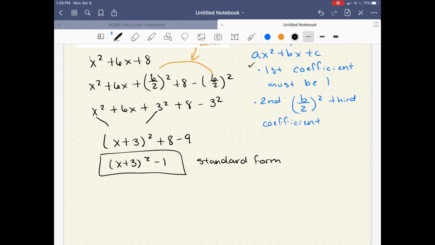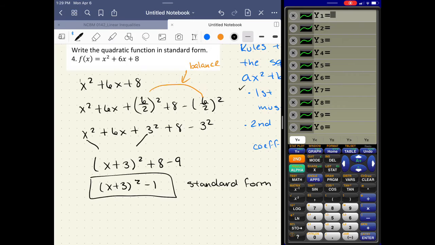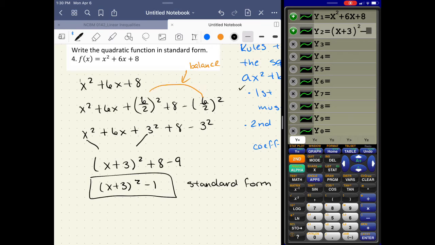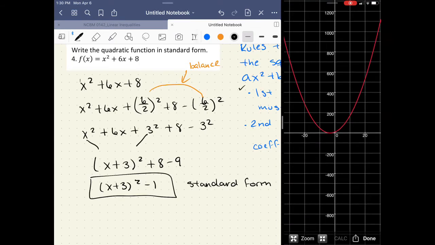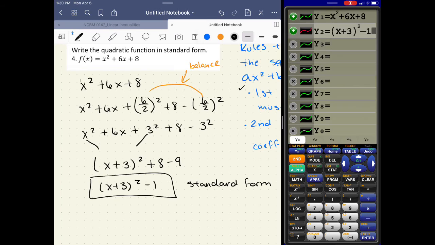Meaning that these two functions are equivalent to each other. So we have x squared plus 6x plus 8, and then the next one we have (x plus 3) squared minus 1. Graph them. See how we're only demonstrating one graph? That's because they're the same thing. Let me delete the bottom one.